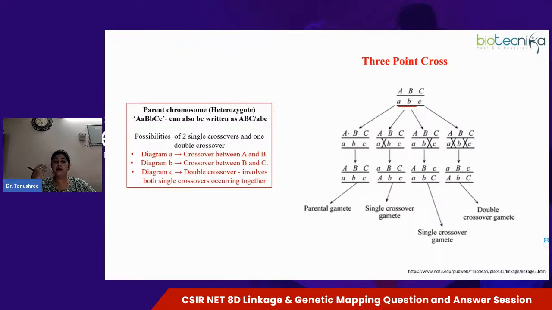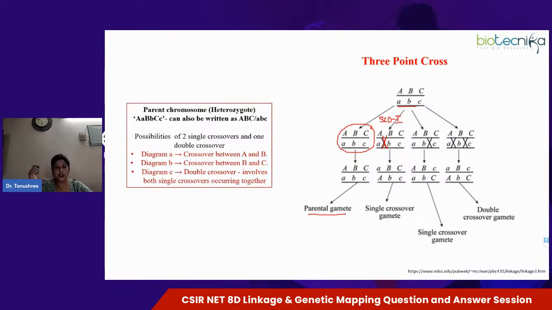The first case will be when there is no crossing over. When there is no crossing over between the alleles of the three genes, definitely we will get the parental gametes only. However, if the crossing over is, let's say, between A and B, we call it single crossover one. So in a 3-point cross, four possibilities are there.